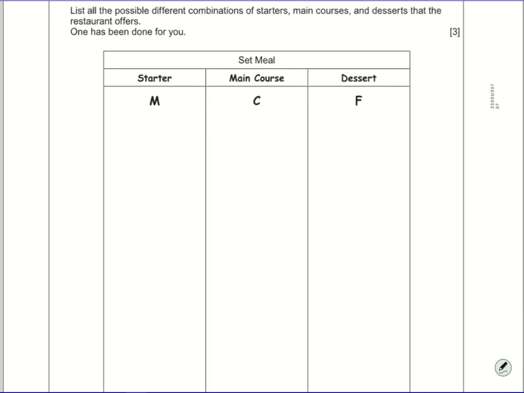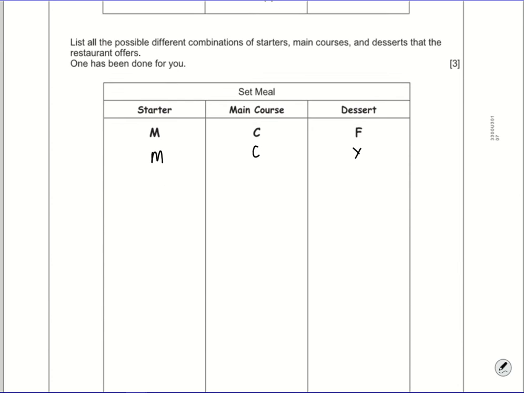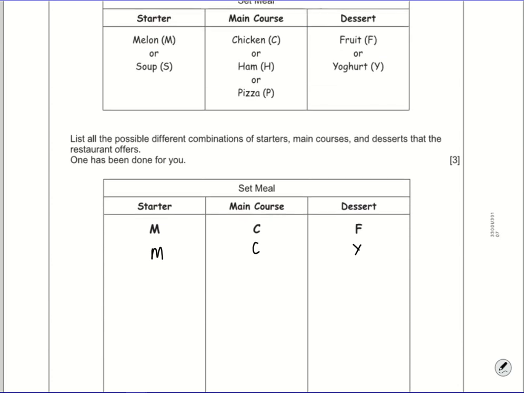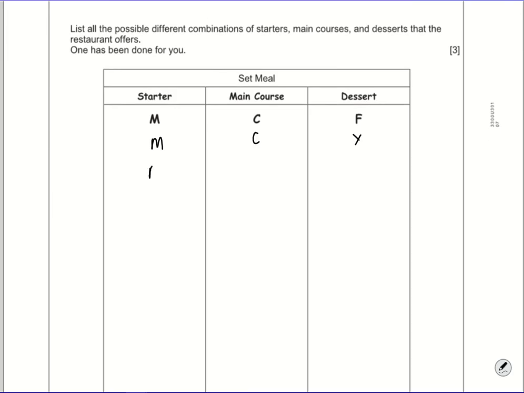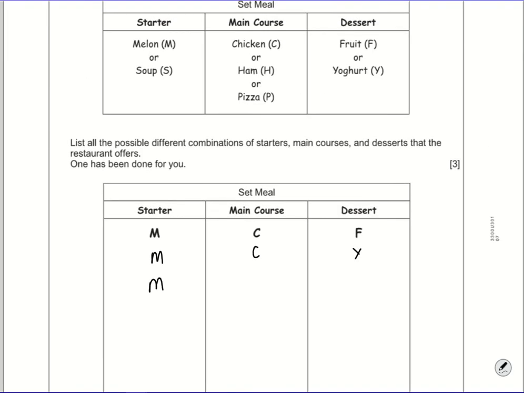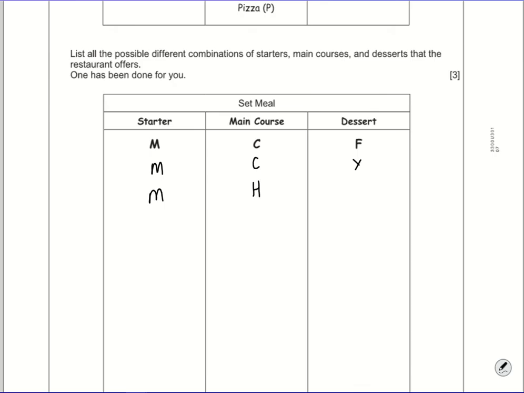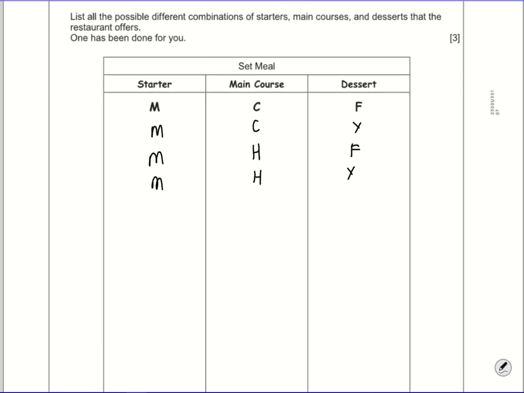So if I just keep melon the same, and then we can keep the chicken the same there, and we can go for yogurt. Okay, so we've got melon, chicken, and then fruit or yogurt. Then keep the melon the same, but change the chicken to ham. And then you can go melon, ham, fruit, or melon, ham, yogurt. And then we've got one more pair using melon. So you've got melon, pizza, fruit, or keeping again melon, pizza, and just change the last letter there to yogurt.